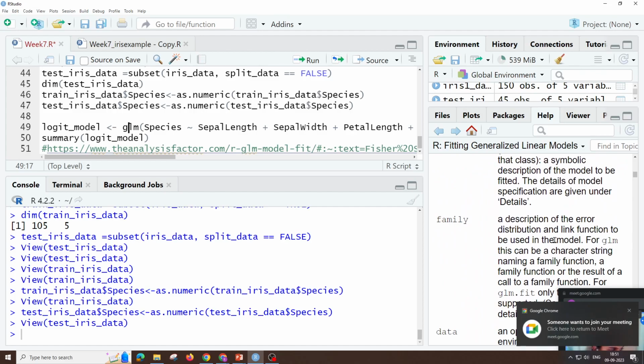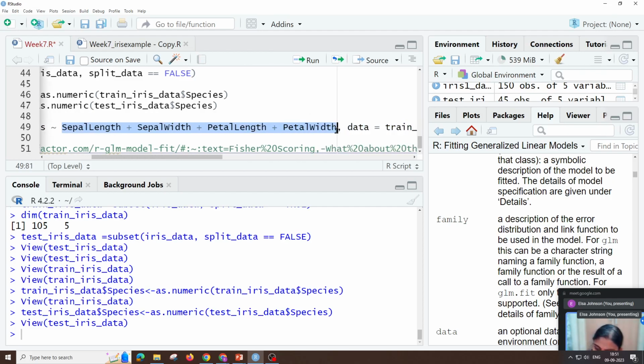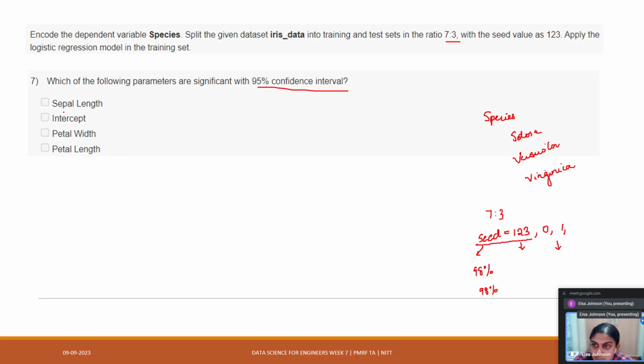You can see here the logit model I am giving. GLM of this formula, where species is the dependent variable, and it is based on the other variables: sepal length, sepal width, petal length and petal width, because in the question we are asked about these 3-4 variables. For every question it's not required that you give all the variables. Sometimes if you exclude 1 or 2 variables also, you will be getting a higher accuracy.